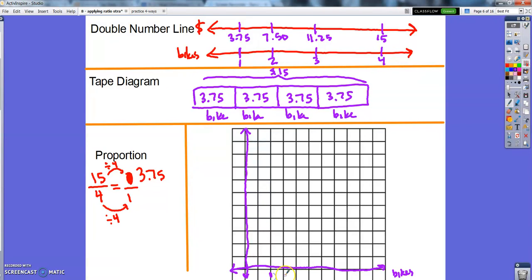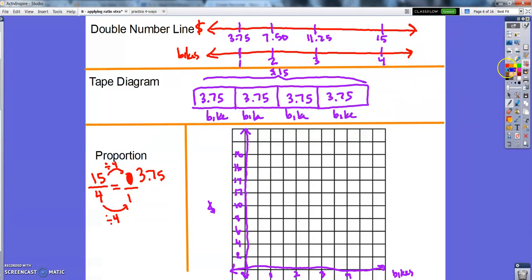1 bike, skip. 2 bikes, skip. 3 bikes, skip. 4 bikes. And of course, you can do 0 bikes. 0 bikes would be like right on this number line. And then same thing for dollars. $0 is on this number line. And then let's go maybe 2s. 2, 4, 6, 8, 10, 12, 14, 16, 18, and so on.